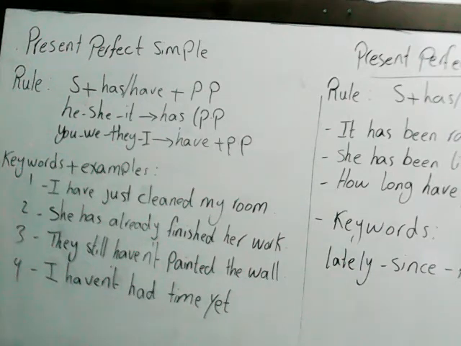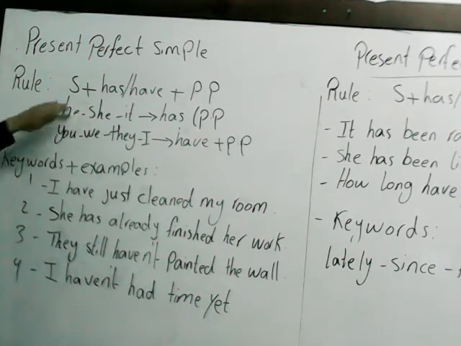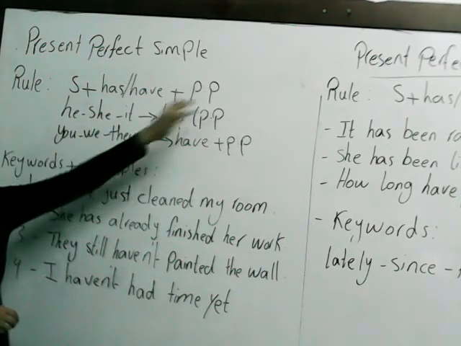Today we are going to discuss present perfect. This is from your book, Unit 2, Period 3, page 21. First, let's start with the present perfect simple. The rule of a present perfect simple is subject, has or have, and past participle.